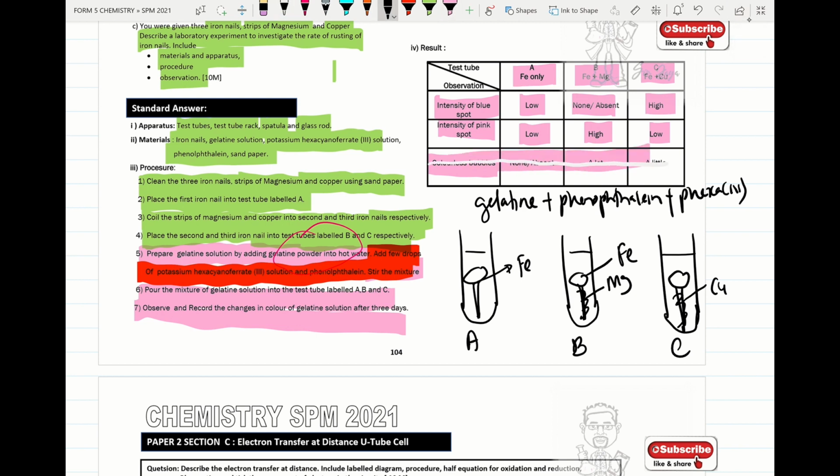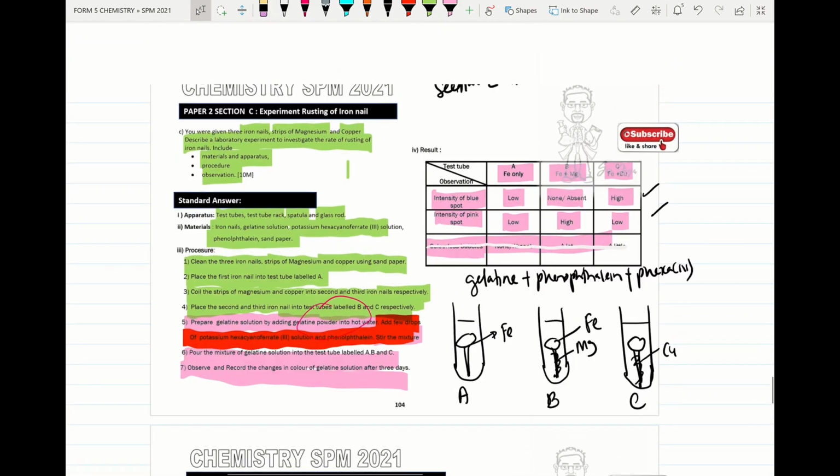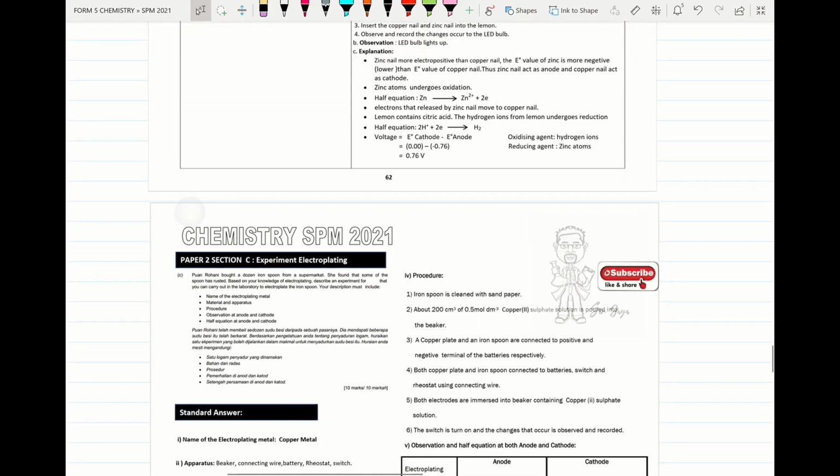Only write this one. These two are enough. Alright, so this is the experiment that students need to remember for rusting. So please go through and please do more revision. Alright, so we move on to the next question.